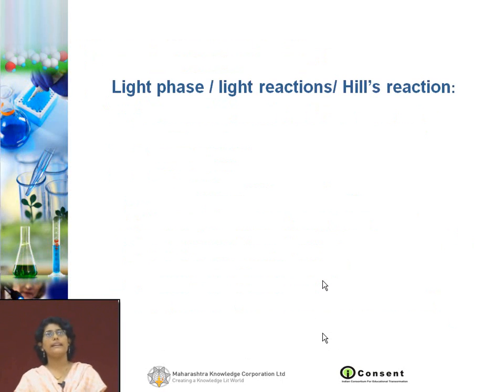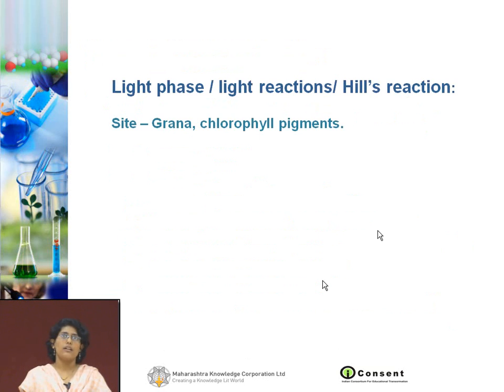Let us now see in detail the light phase, or light reactions, light dependent reactions, or Hill's reaction. What is the site for these light reactions? These are the grana. Grana are the stacked thylakoid membranes in the chloroplast which contain chlorophyll pigments. How do these reactions take place? The first one is the photolysis of water. Lysis is breakdown, and photo means in the presence of light. So, breakdown of the water molecule in the presence of light.